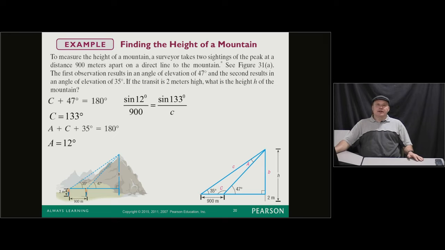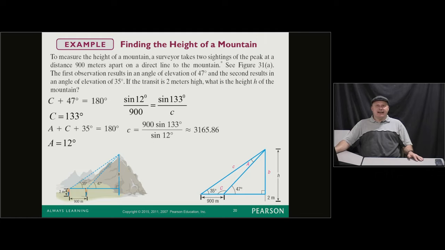So sine of 12 degrees over 900, that's how far the transits are apart, equals sine of 133 degrees, which I just found a while ago, over C. So that's going to give me that longest side on the left by cross multiplying and then dividing by the sine of 12 degrees, and you get 3,165.86 meters, I believe.